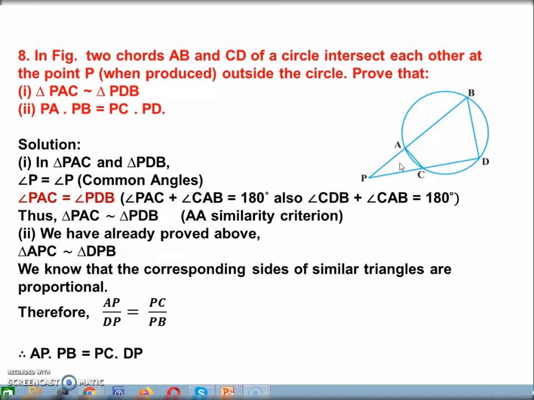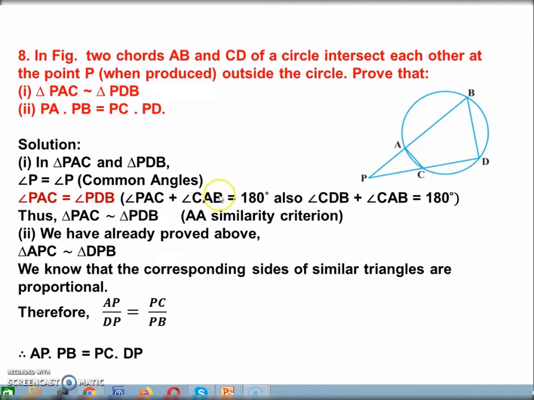So now here, for both the triangles, angle P is the common angle because it is there in both the triangles. So angle P is common. Now the second angle which you will prove equal is angle PAC, this angle, and angle PDB, this angle. You have to prove this angle and this angle equal. Now how can you prove equal?